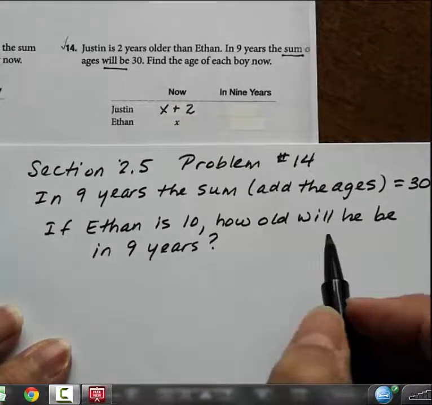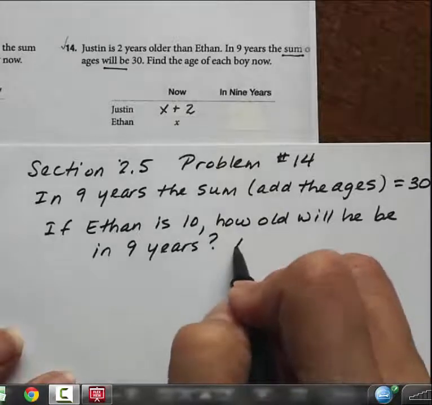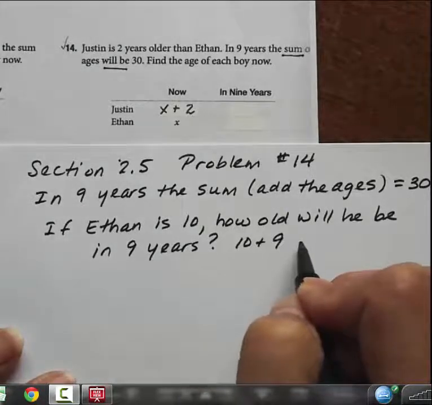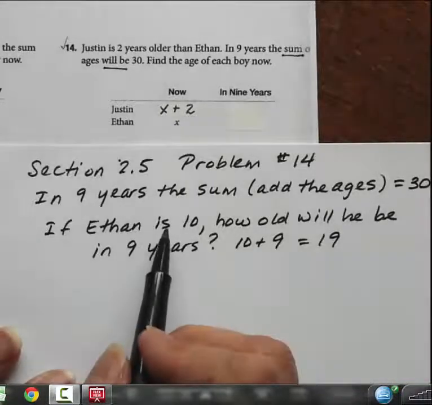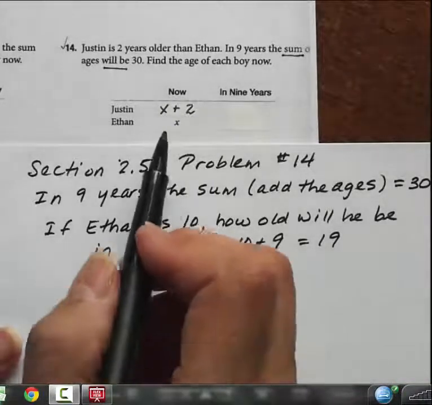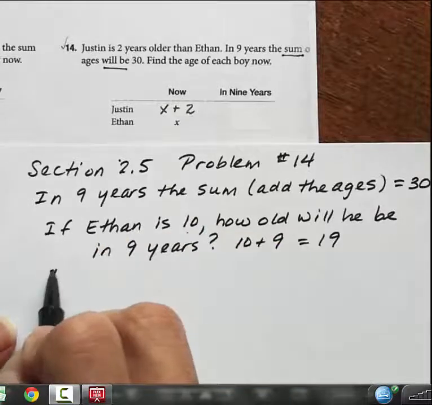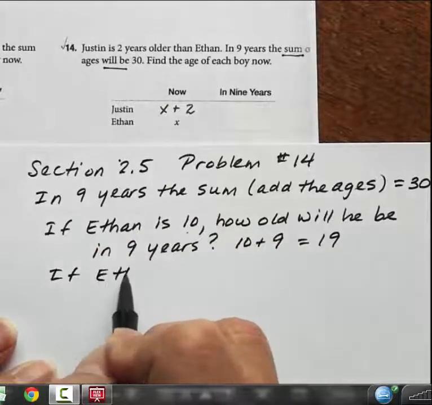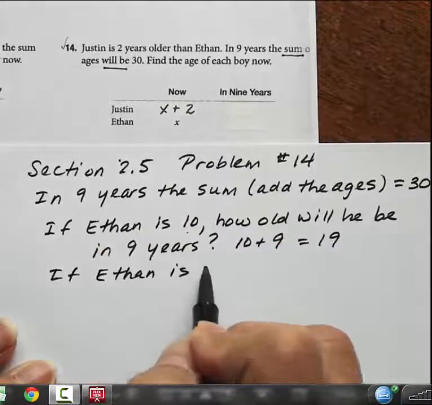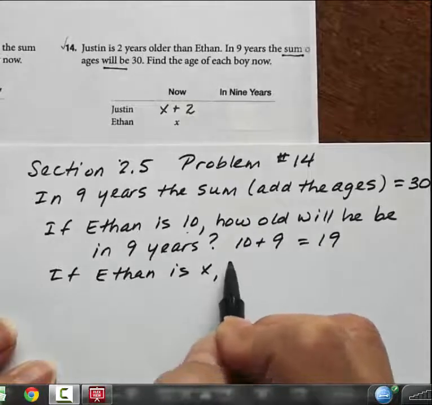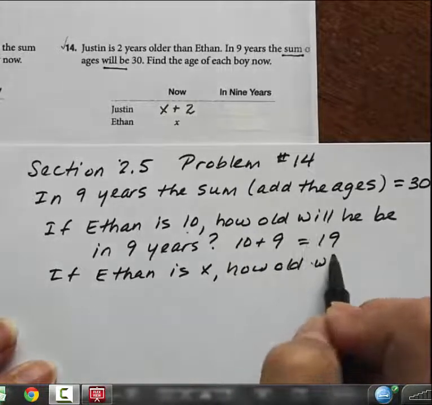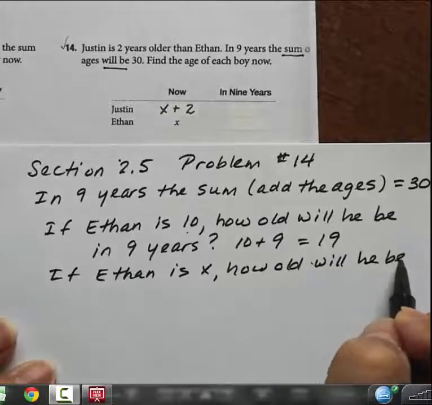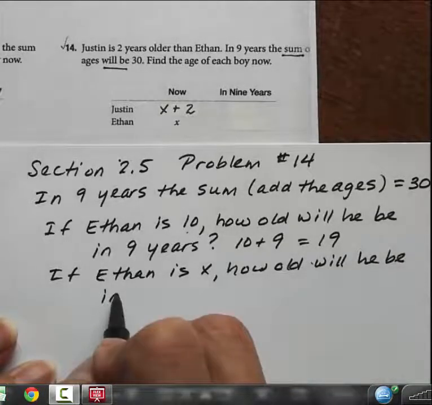Well, that should be pretty straightforward. We need to add 10 plus 9, which gives me 19. Okay, well, we don't know how old Ethan is. Ethan is X. So if Ethan is X, how old will he be in 9 years?